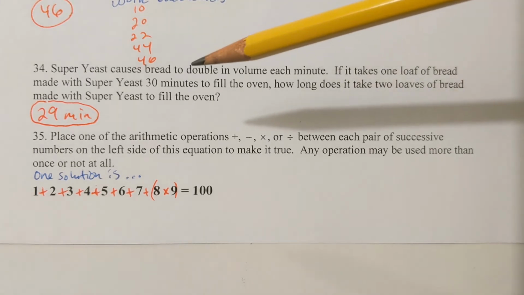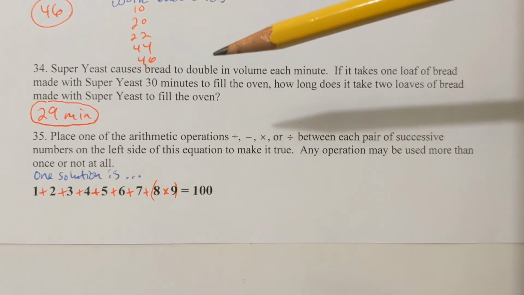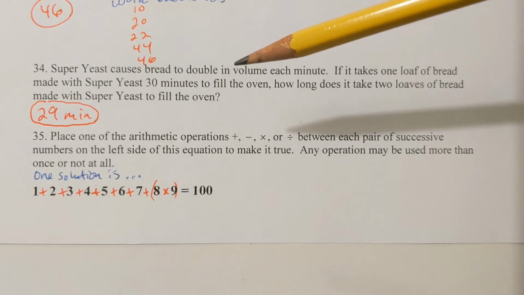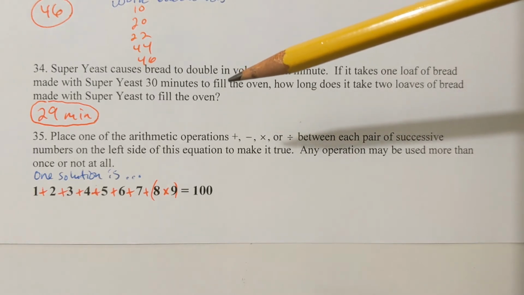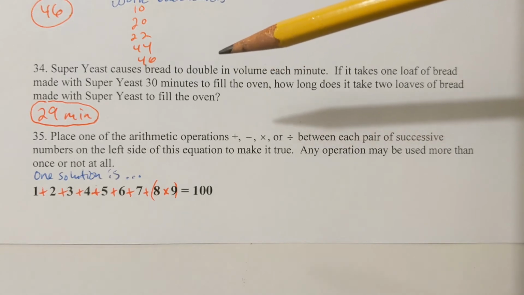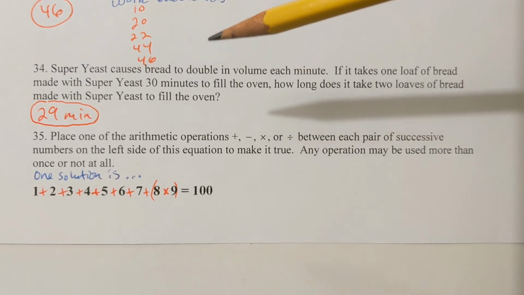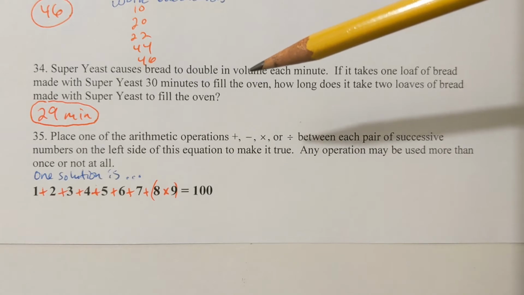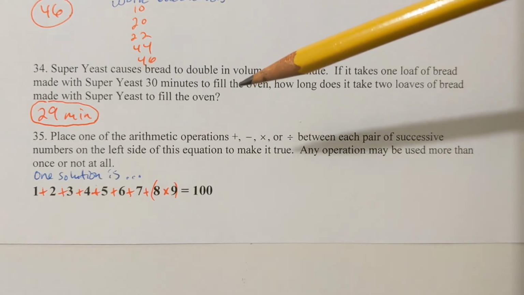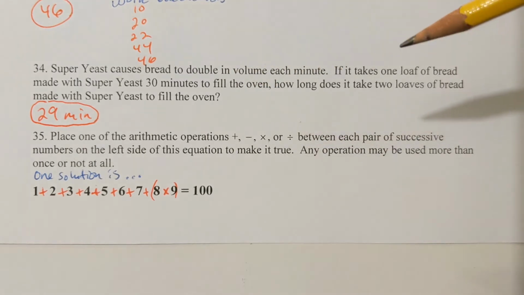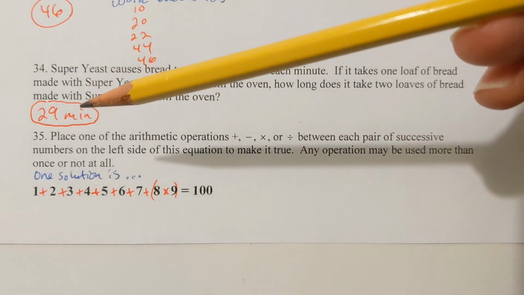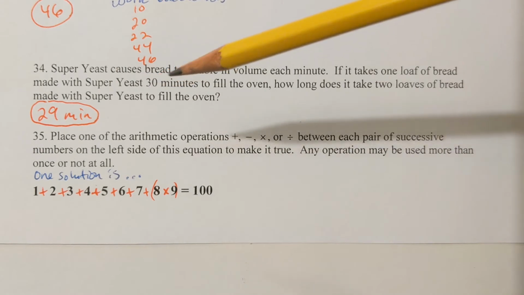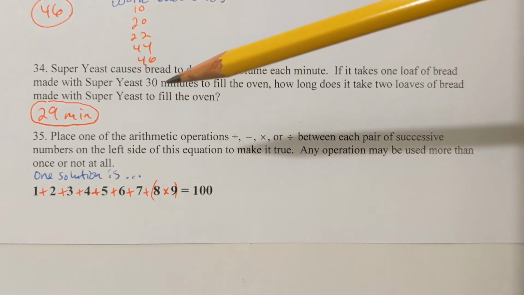Now, I sometimes hear 15 minutes. Okay, the time is not doubling. It's the size of the bread that's doubling. The time is not doubling. So at 29 minutes, the oven is half full. Well, in the other half, you got the other loaf. So 2 loaves of bread made with super yeast fill the oven at 29 minutes.